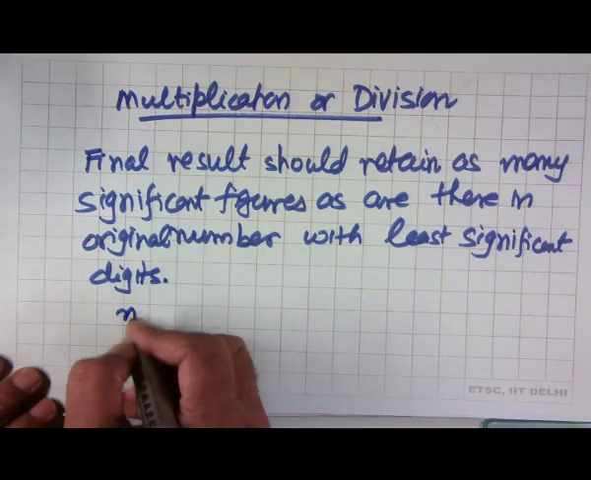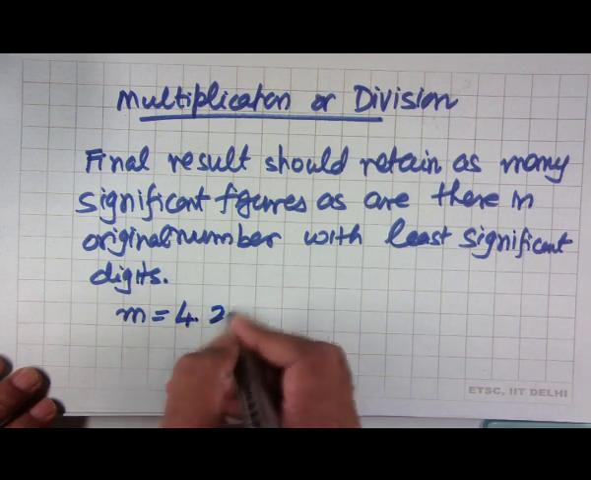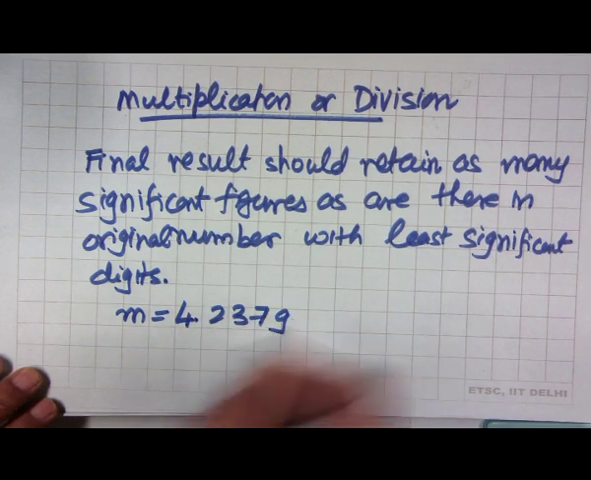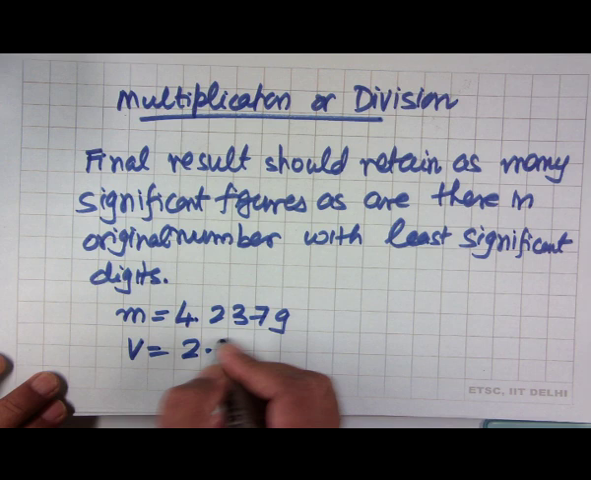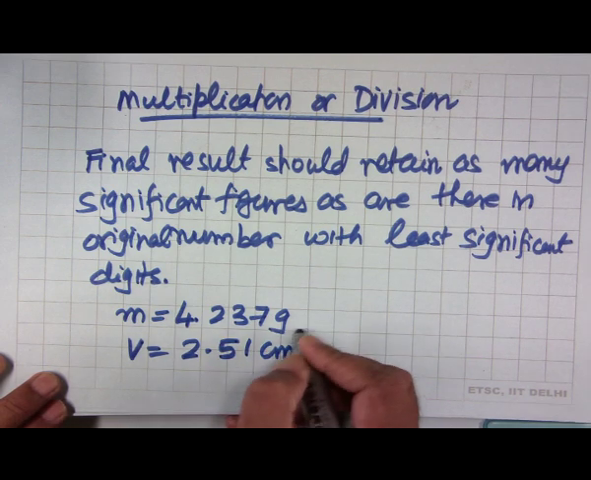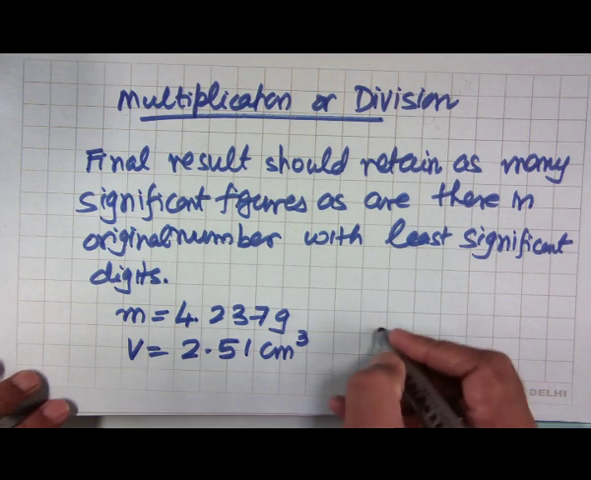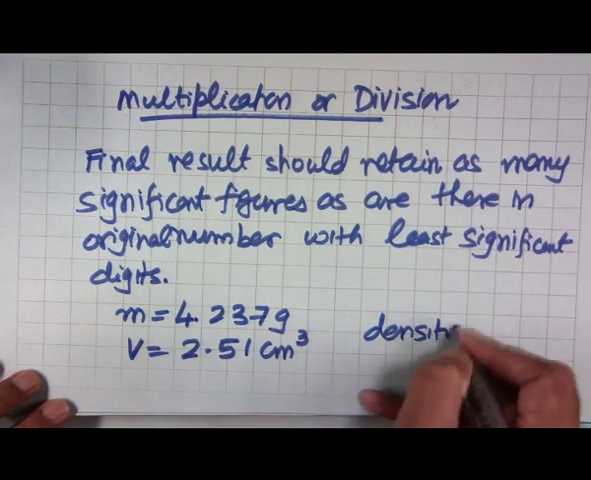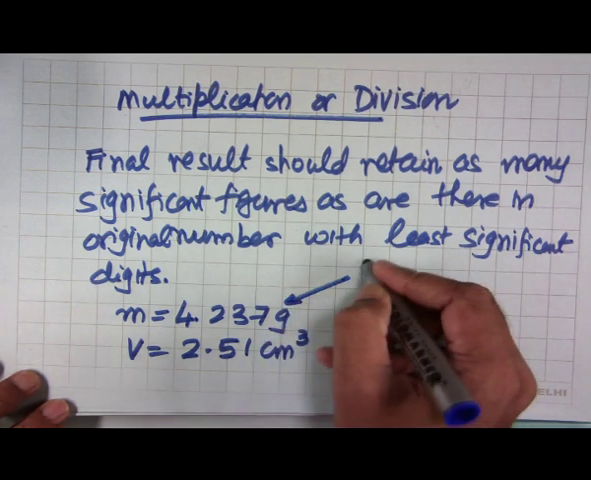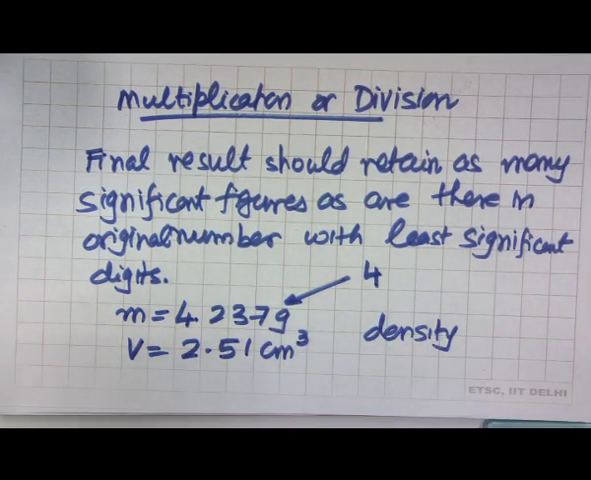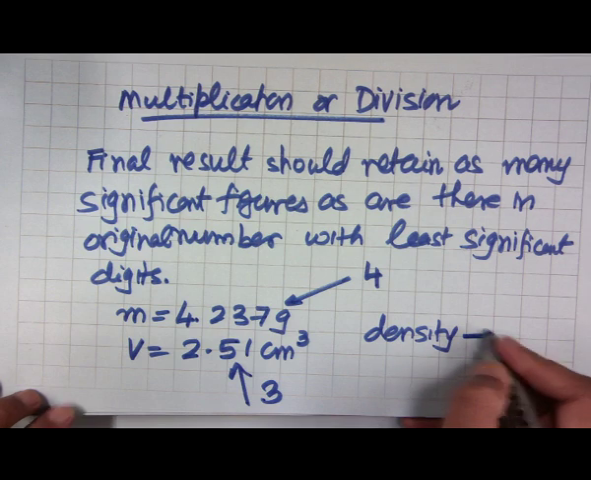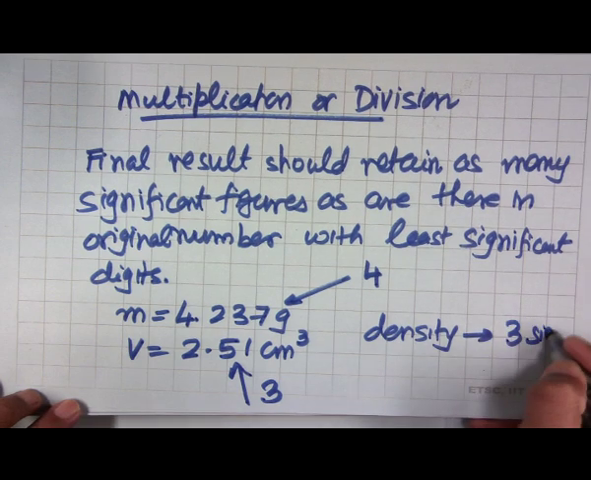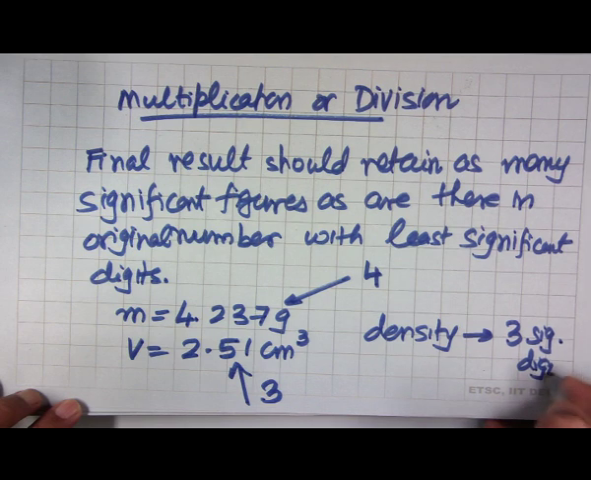And let us go back to our previous example, where we said that the mass was 4.237 grams and the volume was 2.51 centimeter cube, and we wanted to find the density. So, we see in this quantity, in mass there are 4 significant digits, in volume there are 3 significant digits. So, finally, in density we will carry only 3 significant digits.